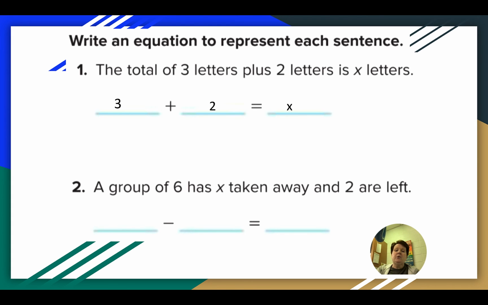Number 2, a group of 6 has X taken away and 2 are left. The word left tells us to do subtraction. So this equation would say 6 minus X equals 2. And then we could do 6 minus 2 and figure out what X is, or we could do 2 plus X equals 6 and figure out what X is, and we could say X is 4.